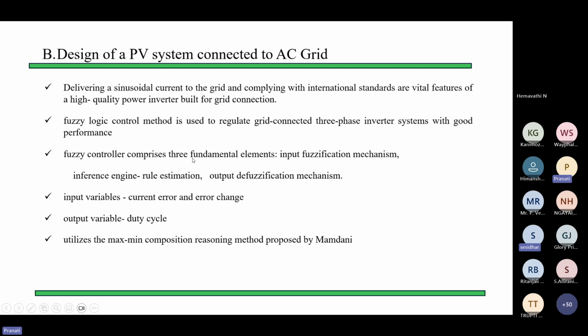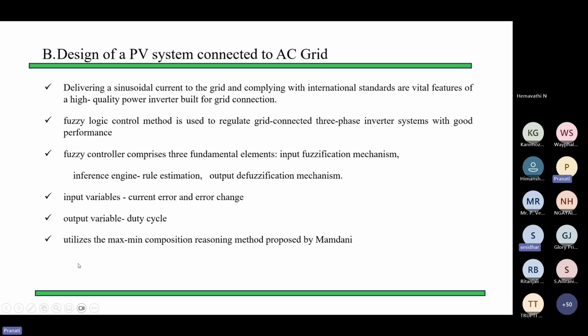Now the fuzzy controller comprises 3 fundamental elements. Many of you might have done research in fuzzy logic controllers, so you might be aware of this: input fuzzification mechanism, inference engine, which is the rule evaluation, then output defuzzification mechanism. Now the input variables are first fuzzified. The input variables are current error and change in error. Then the output variable, which is defuzzified, is the duty cycle.